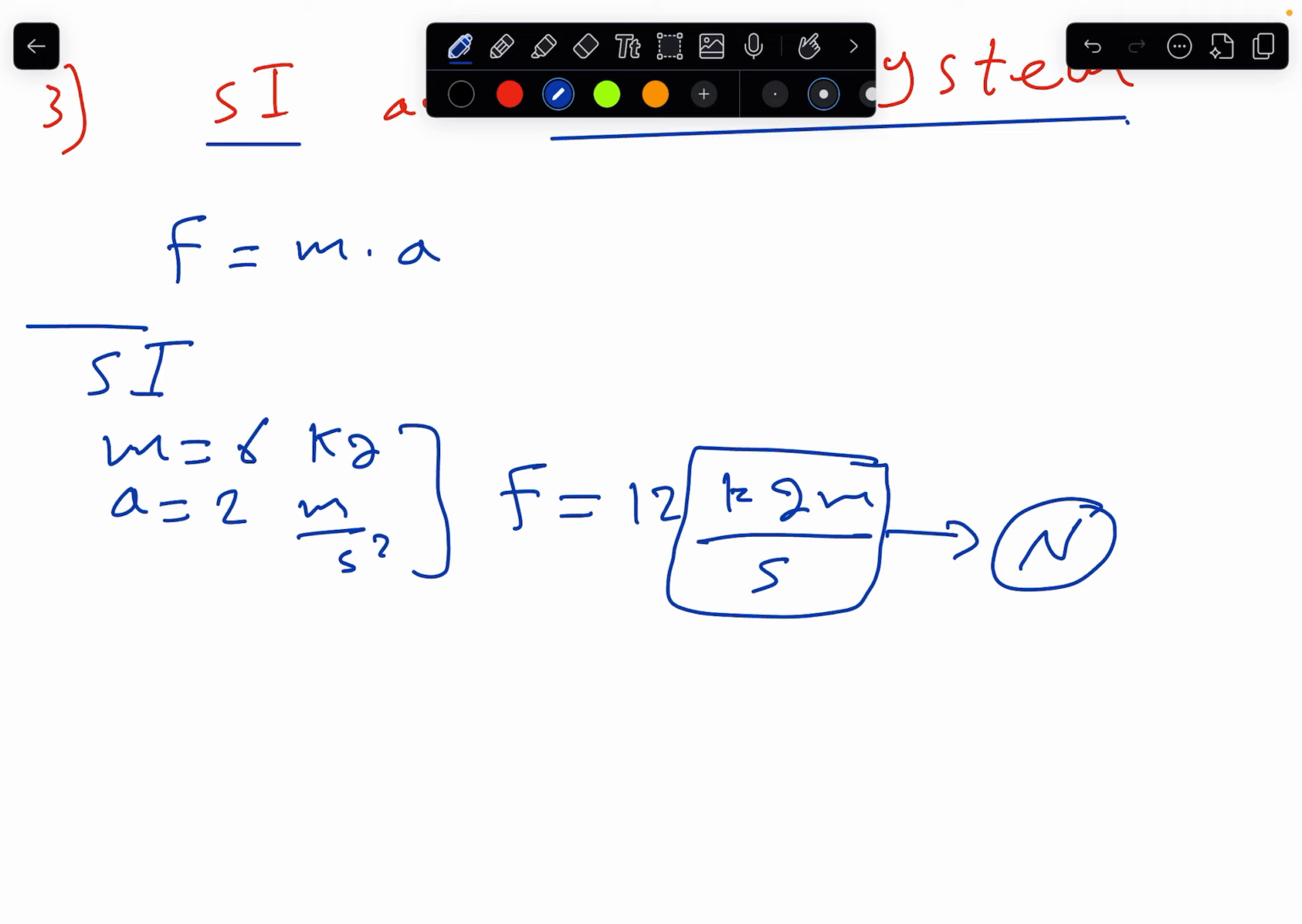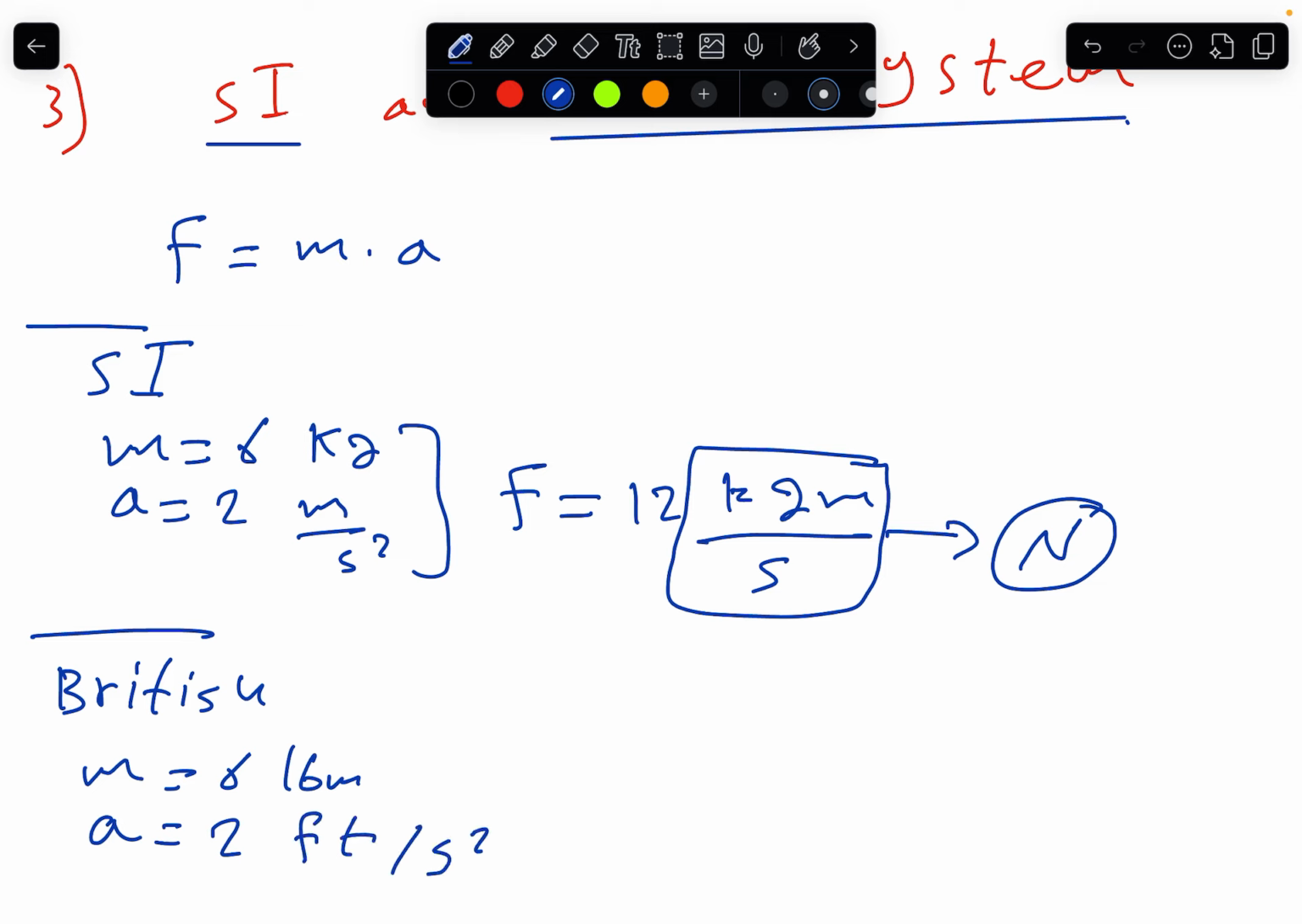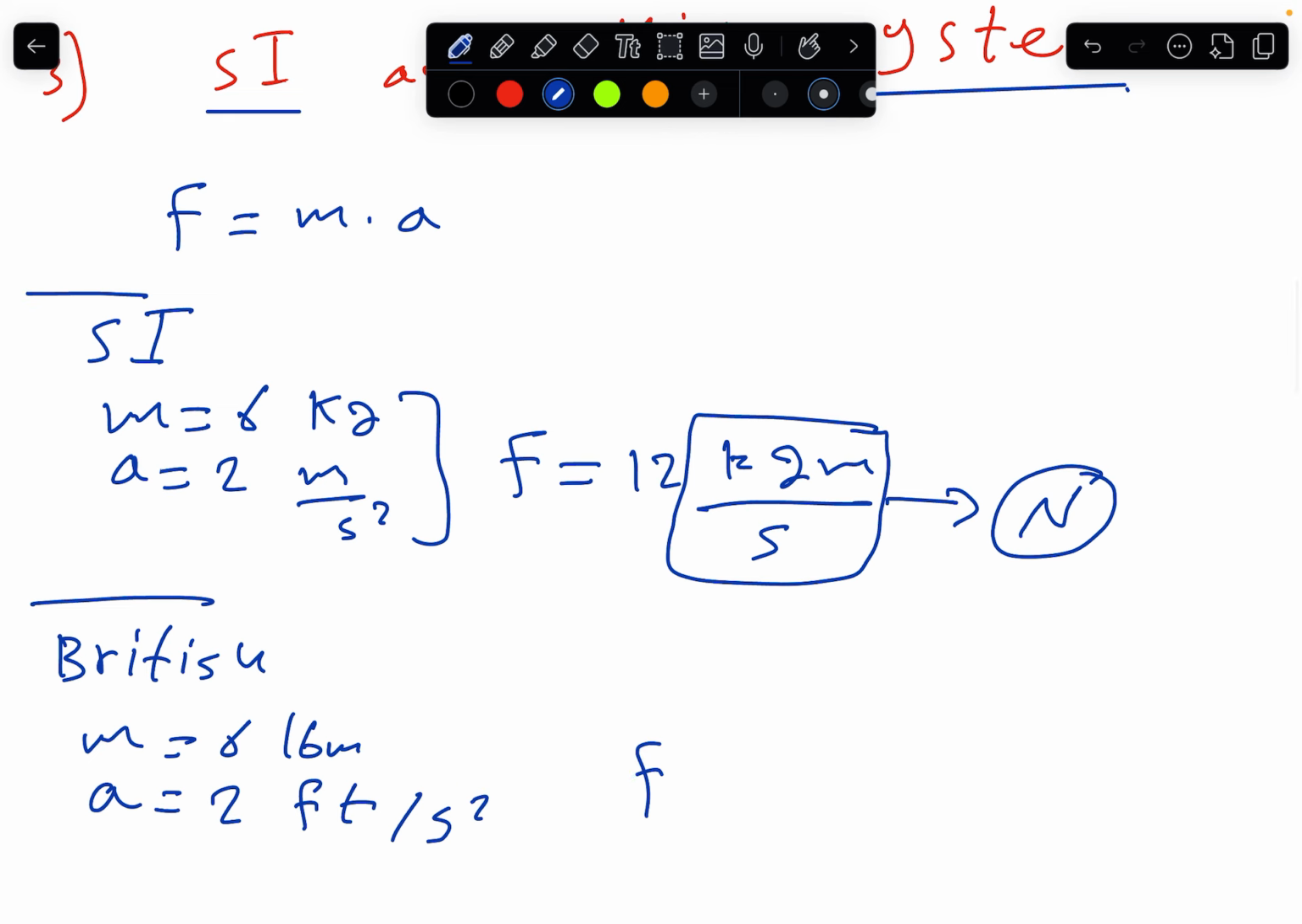But in the British system, and here is the confusion, let's say for example M is equal to 6 pound mass, and acceleration A is equal to 2 foot per second squared. And the force is going to be what? 12 pound mass foot per second squared.